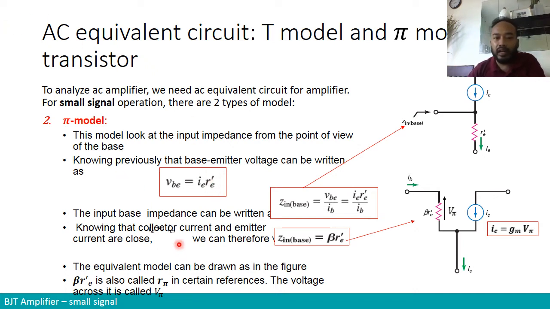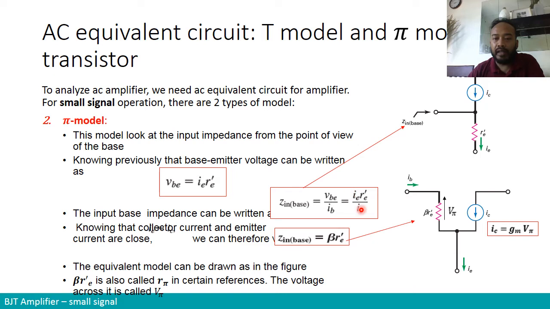So the input base impedance therefore can be written, if we look from this point of view, as VBE divided by IB, the base current, right? So knowing that VBE, as we mentioned here, we can write the input impedance from the point of view of the base as IE R prime E over IB.